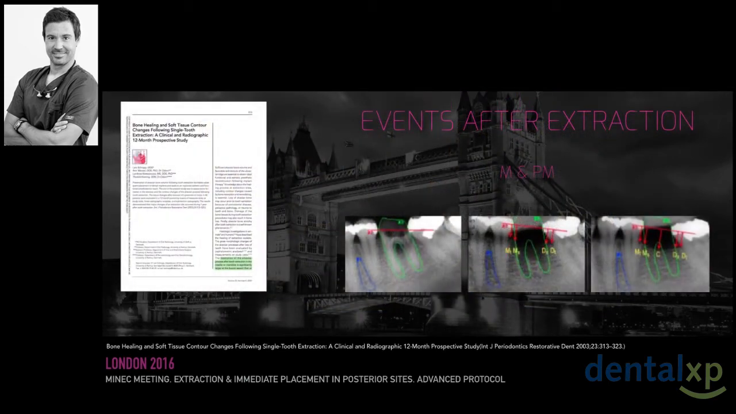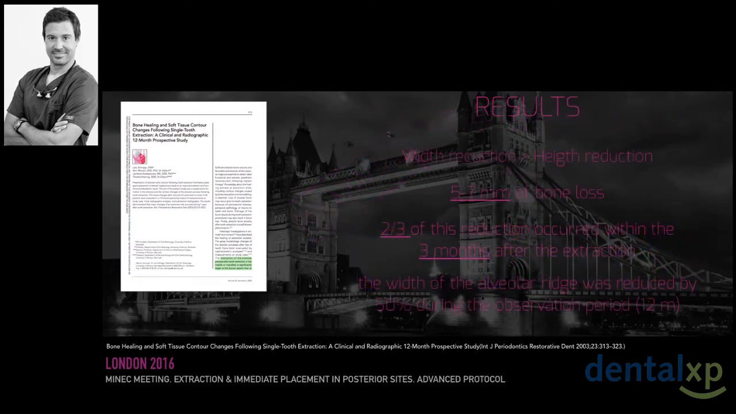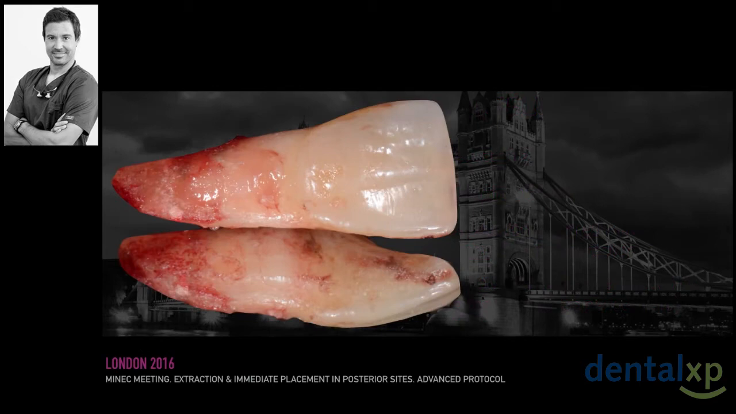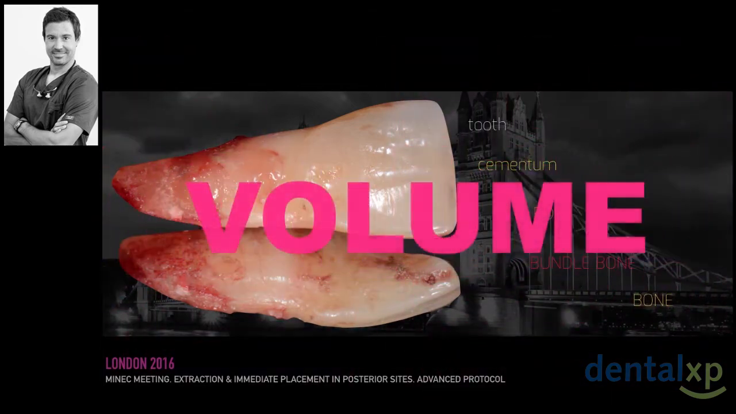Schropp in 2003 published an article about the events that occur after dental extraction, and he showed that after 12 months of a tooth extraction in molar and premolar areas, they lost more bone in width than in height. The mean average of bone loss was 5 to 7 millimeters, two thirds of this bone loss occurred within the first 3 months, and the width of the alveolar ridge was reduced by 50% during the observation period. So extracting a tooth and doing nothing is the worst thing we can do, because thanks to that tooth, that cementum, that PDL, that bundle bone, we still have volume.